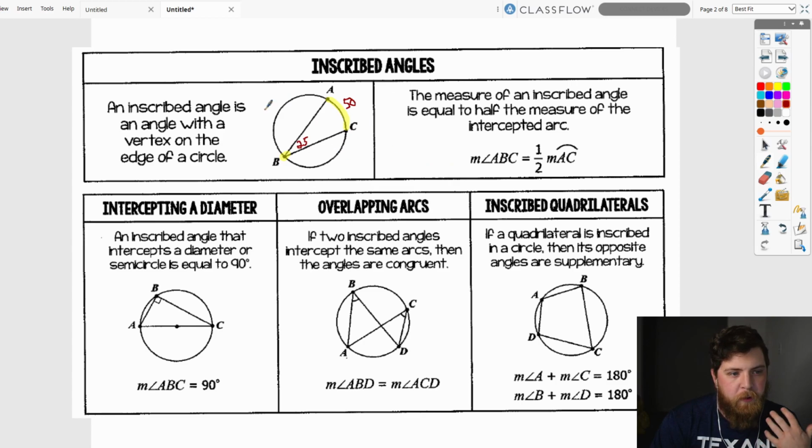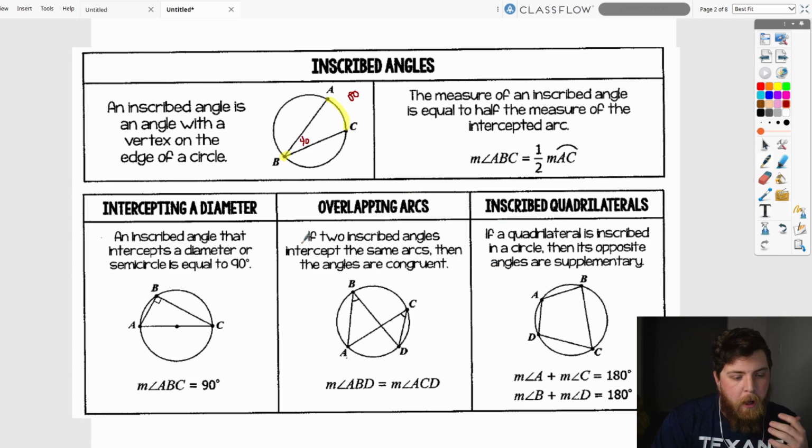This also works in reverse. If they give you a circle and say the arc measure is 80, that would mean the angle is half of that, so that would make it 40. That's a super important concept to have for this. We're going to be looking back at it the entire time.